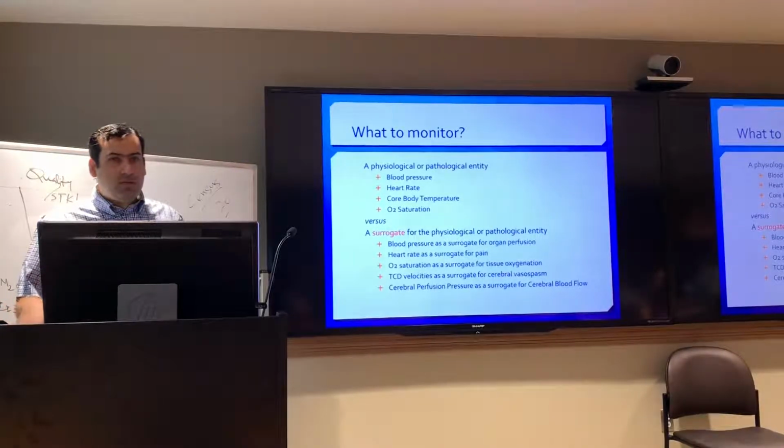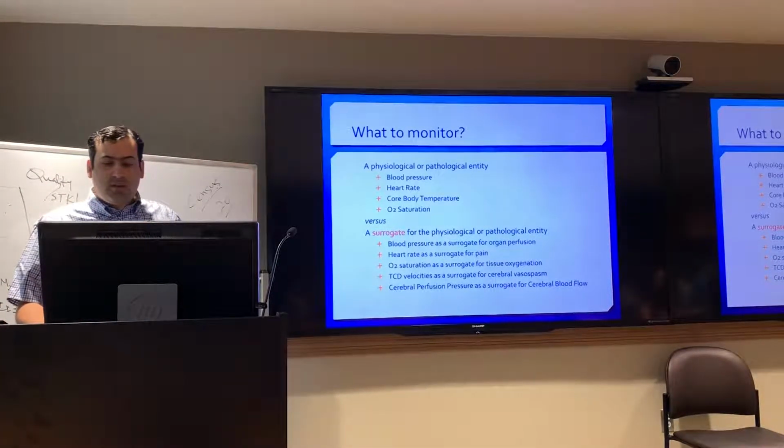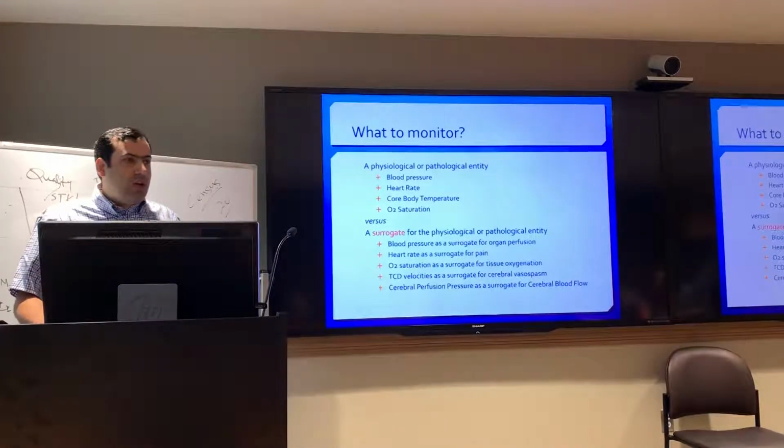And this is an important distinction because if you follow a physiological entity and you change it, you have changed that. But if you follow it as a surrogate, changing that will not necessarily change the thing that you're looking for because it's only a surrogate. It's not necessarily the same thing. Or you can use heart rate as a surrogate for pain. We sometimes do that if the situation is tachycardic, but are there any other reasons to have tachycardia? Yes. Or O2 saturation as a surrogate for tissue oxygenation. And it's just a vague measure for that, for example.